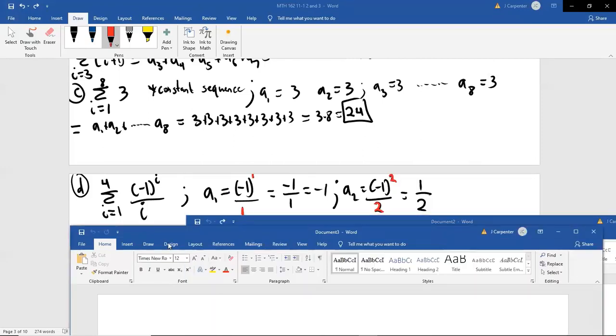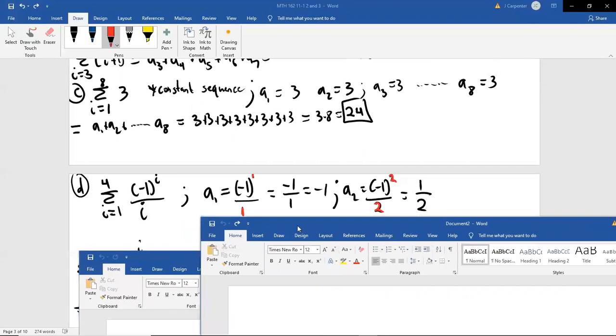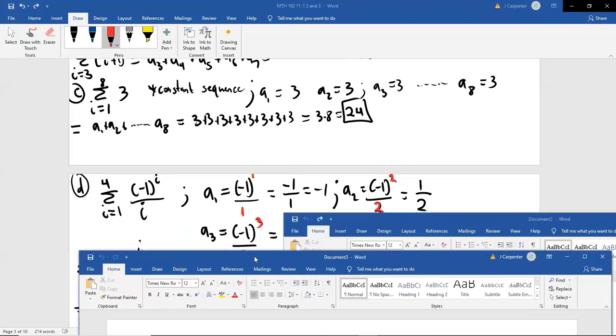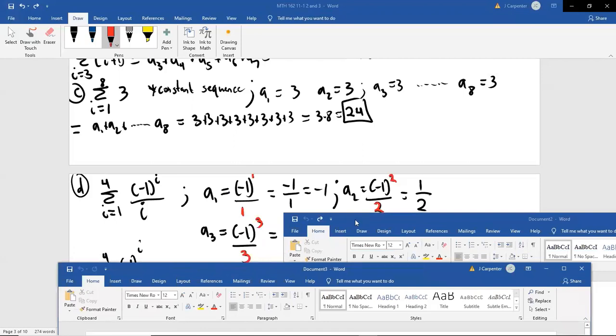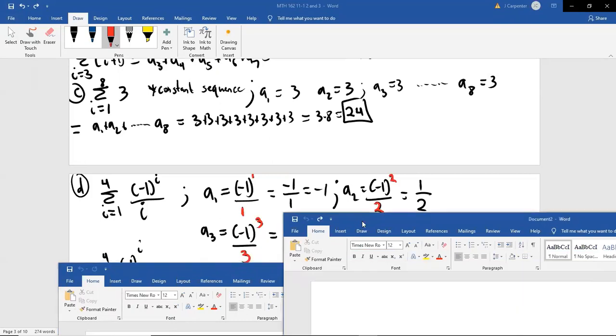A sub 3 is going to be (-1) to the 3rd over 3. -1 cubed is -1 because that's an odd number of times. And then 3 in the bottom is just 3. So -1/3. A sub 4 is (-1) to the 4th over 4. A negative an even number of times is a positive. So it's positive 1 on the top over 4.